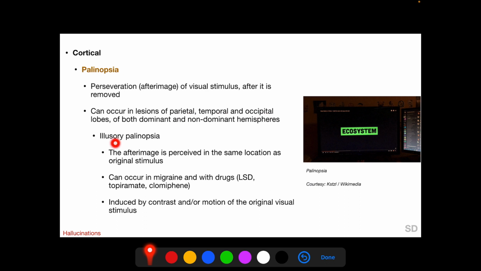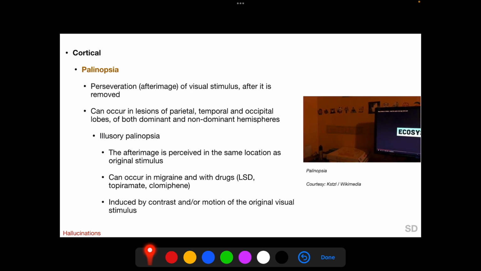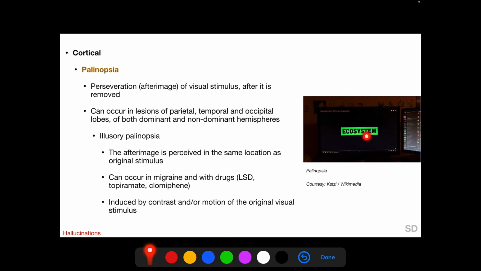In illusory palinopsia, the after image is perceived in the same location as the original stimulus, as this short clip shows. So we have an after image here which appears in the same location as the original image. It can occur in migraine and also with certain drugs like LSD, topiramate and clomiphene, and it is induced by contrast and or motion of the original visual stimulus as we see in this clip.